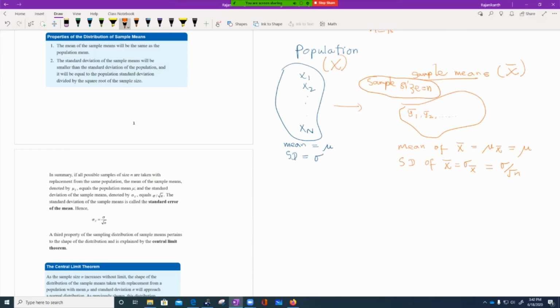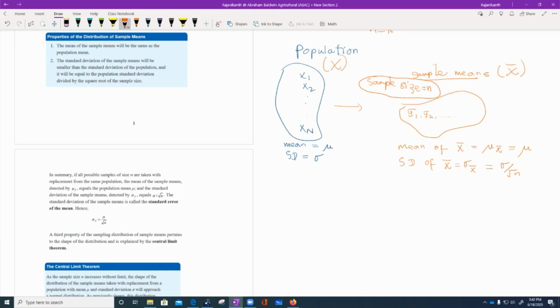Suppose the population variable I am taking as x. This x has different values, big N of them. So x is a random variable here. The mean of x is, say, mu, and the standard deviation of x is, say, sigma. If the sample size is little n, that means you are drawing little n data values from this population, finding the mean, and collecting all the possible means.